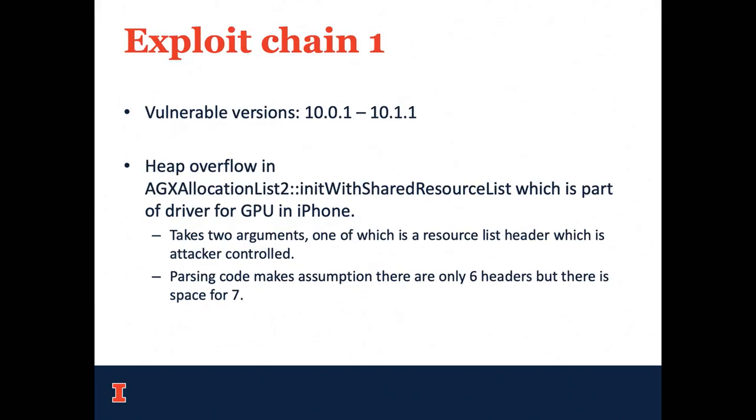The first exploit chain affected versions 10.01 to 10.11. Primarily, the initial part of the chain was a heap overflow in the device driver for an Apple iPhone, in the GPU of AGX allocation list 2 and shared resource list. That takes two arguments, one of which is the resource list header, which the attacker controls. For whatever reason, it actually allocated seven headers, but was only checking for 6, which meant the attacker could pass in additional information, which allowed them to go down the chain of exploitation.